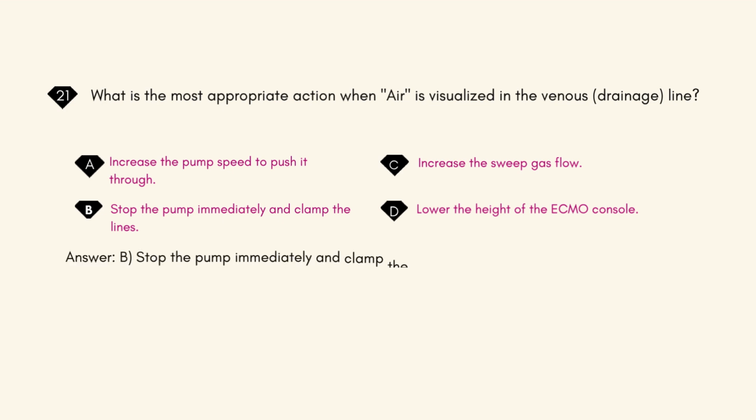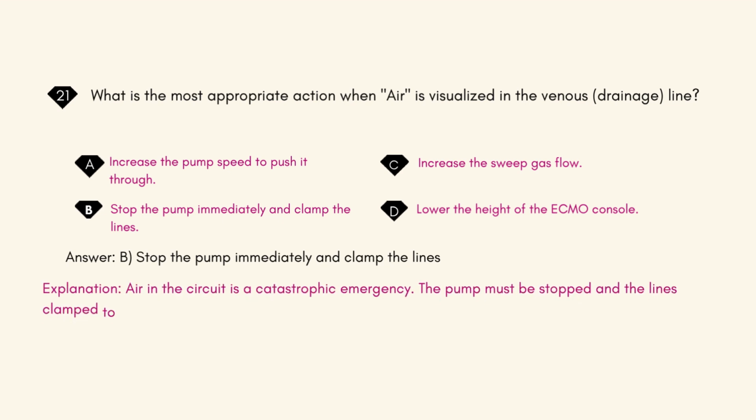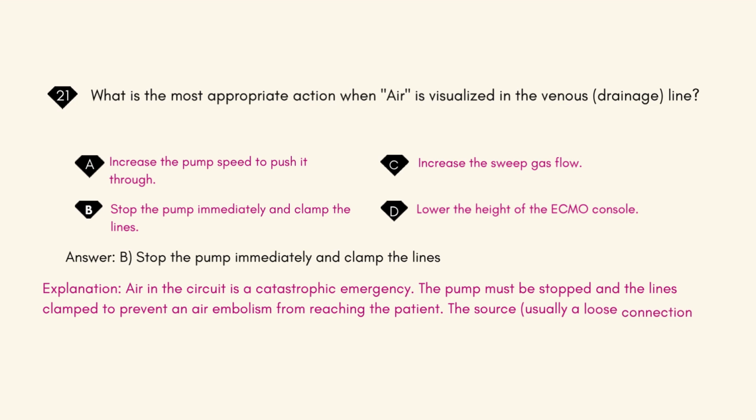Answer: B. Stop the pump immediately and clamp the lines. Explanation: air in the circuit is a catastrophic emergency. The pump must be stopped and the lines clamped to prevent an air embolism from reaching the patient. The source, usually a loose connection or a suck-down event, must be identified before restarting.